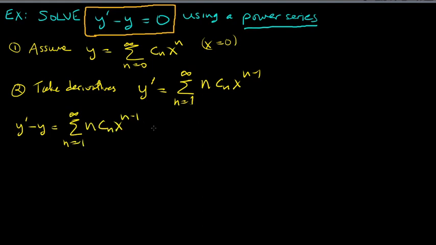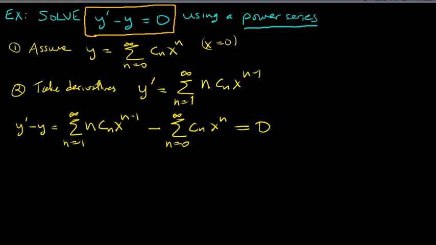Okay, so minus y, which is just the original series, the sum as n goes from 0 to infinity of Cn x to the n. Remember, this is all going to equal 0 because it's homogeneous, right? And now you see the problem. Here on the first term we have x to the n minus 1. The second term has x to the n. They don't match, which means we have to do the reindexing.